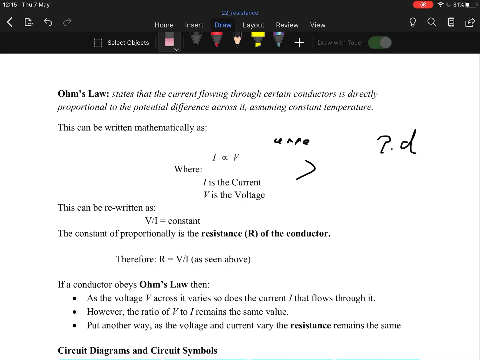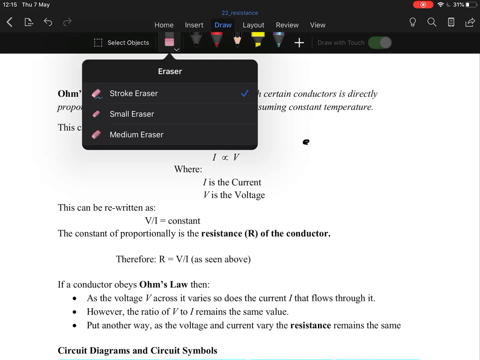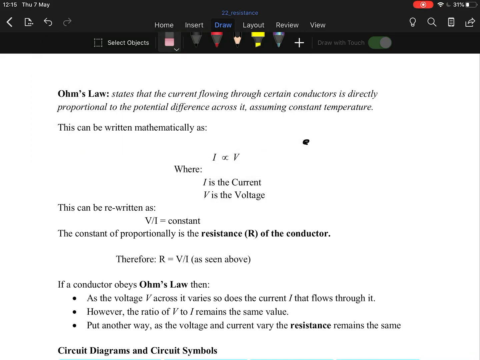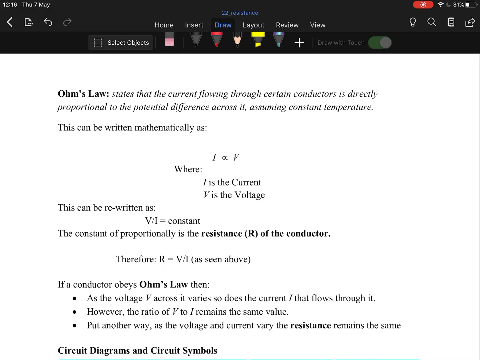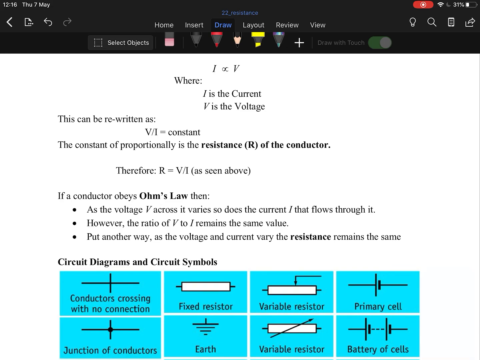As many people have asked before, can you give the math equation, I is proportional to V? Yes, but you have to say this, and then you have to say assuming constant temperature. If the temperature changes, you increase the resistance of the wires and you change the experiment. So you have to state that. That is worth 3 marks out of 6 for that definition.